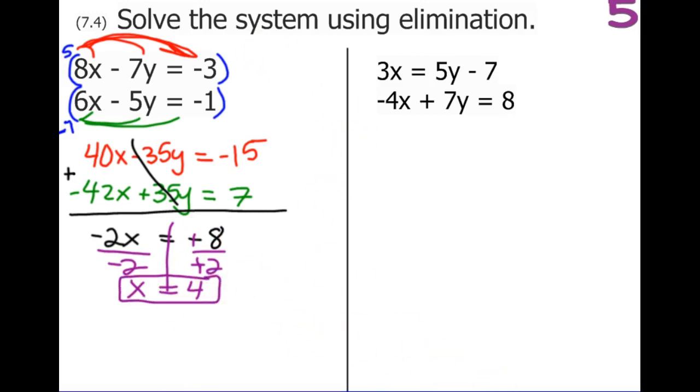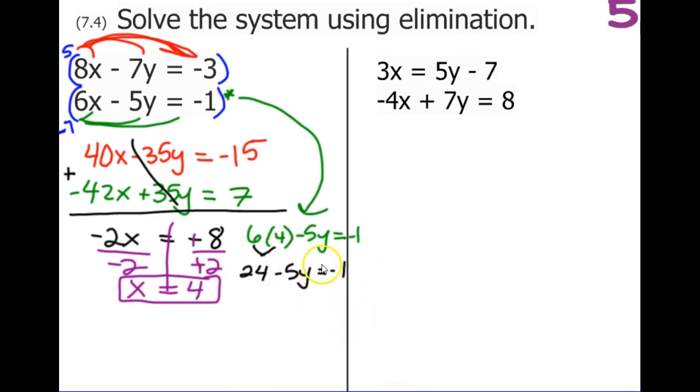So let's plug it back in to find the other letter. Doesn't really matter which one. I'm going to maybe pick the bottom equation here, smaller numbers. So it says 6x, and x is 4, minus 5y equal to negative 1. Well, 6 times 4 is 24. So I'm going to get rid of that positive 24 by subtracting 24.